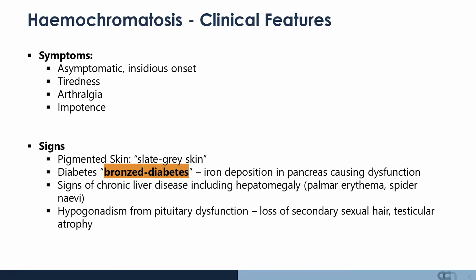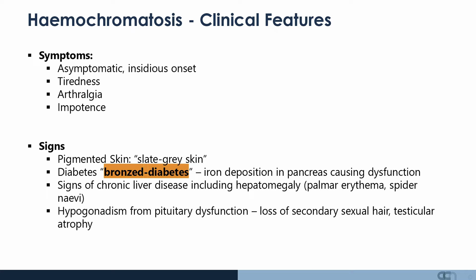The patient may appear bronzed or have a grey appearance, and this is the iron depositing in the skin. They may develop bronze diabetes. This is the iron depositing in the pancreas, causing dysfunction of insulin. They may have signs of chronic liver disease as the iron deposits in the liver. They may develop hepatomegaly, erythema, spider nevi.